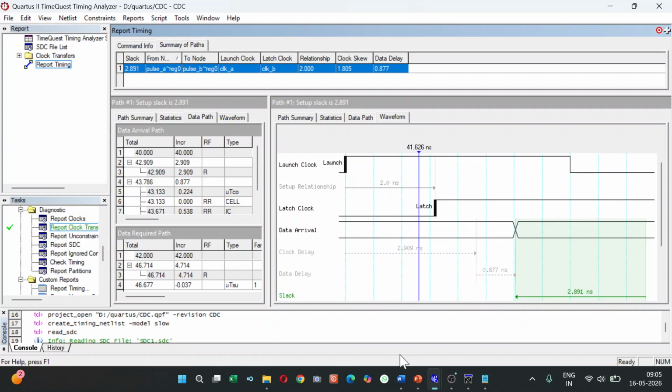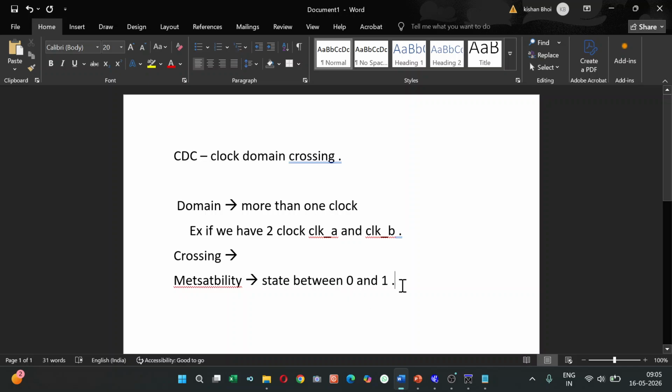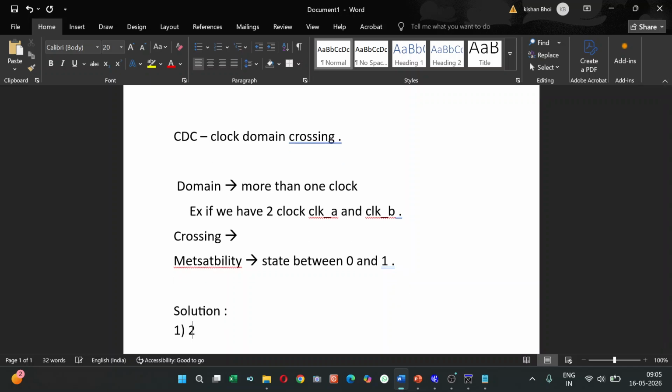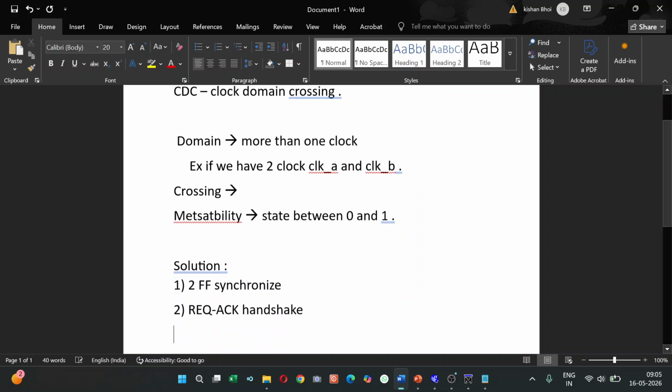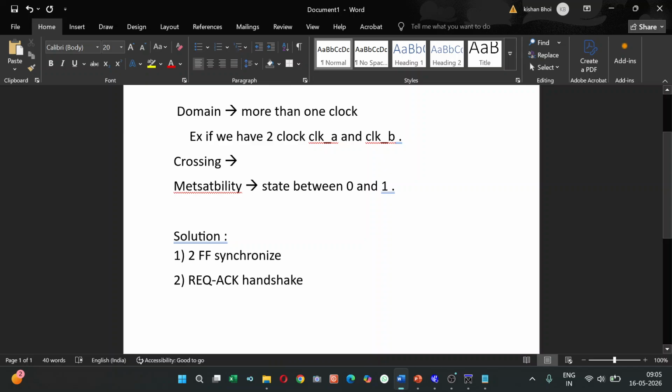Now let us discuss what are the solutions to prevent this CDC. So there are two solutions. First is the 2FF synchronizer, which means we will synchronize our both clock domains. And the second is the request and acknowledge handshake. Now I will explain when you will use these two solutions.